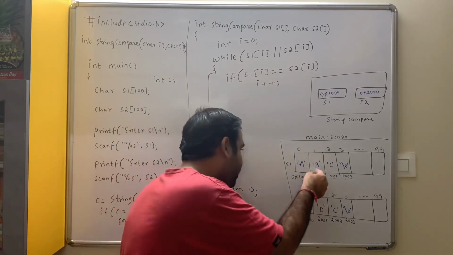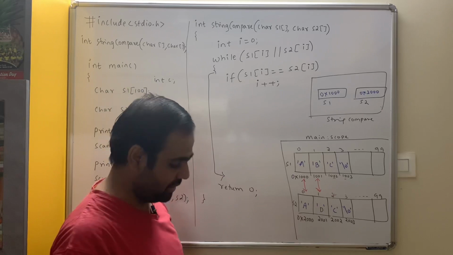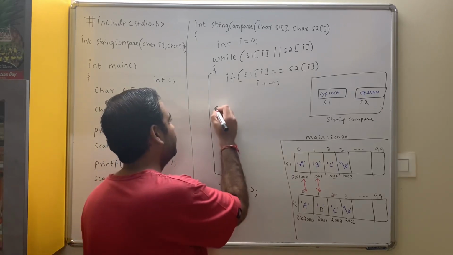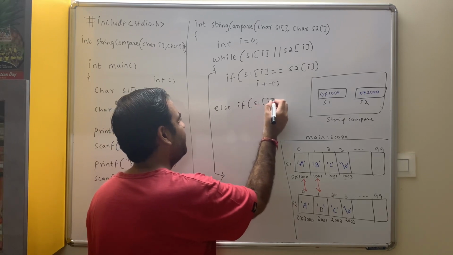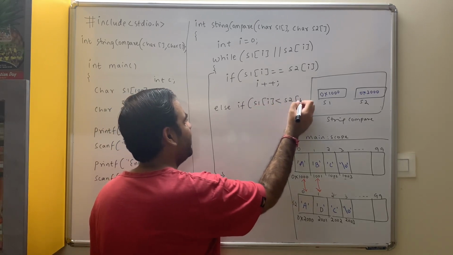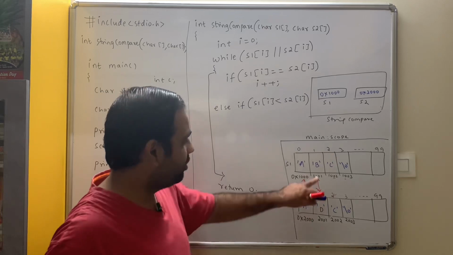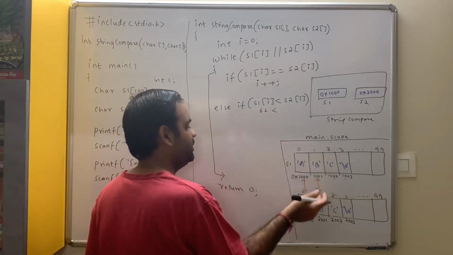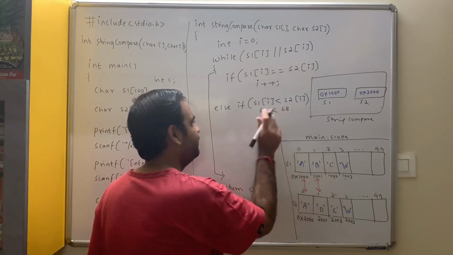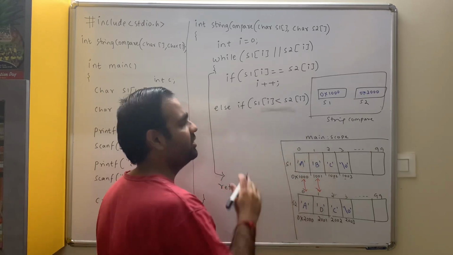Now you need to subtract and check if it is less than 0 or greater than 0. Hence, I can say else if S1 of I, if it is less than S2 of I. Now what is S1 of I? S1 of I is character B. Character B is nothing but 66. S2 of I is nothing but character D. It is 68. 66 less than 68.